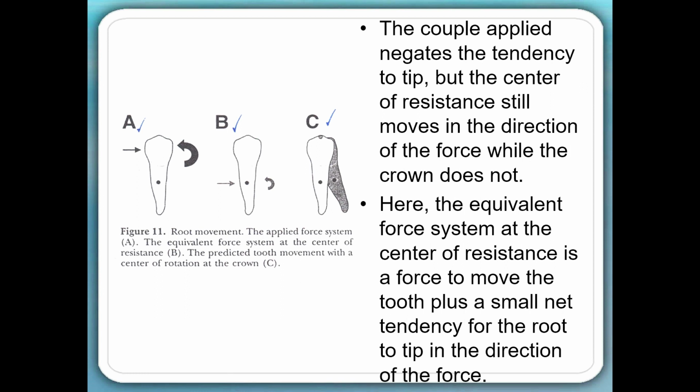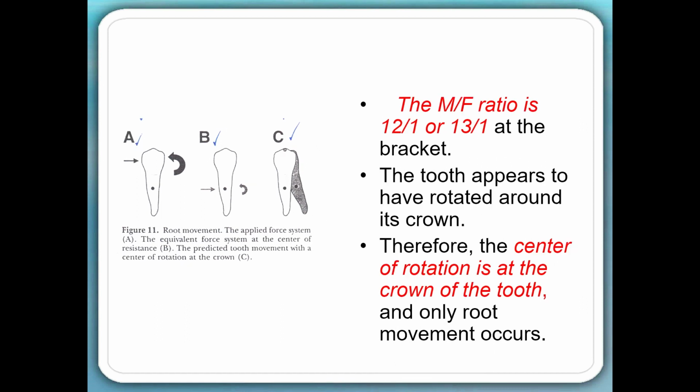Here, the equivalent force system at the center of resistance is a force to move the tooth plus a small net tendency for the root to tip in the direction of the force. The moment to force ratio is 12:1 or 13:1 at the bracket. The tooth appears to have rotated around its crown. Therefore, the center of rotation is at the crown of the tooth, and only root movement occurs.